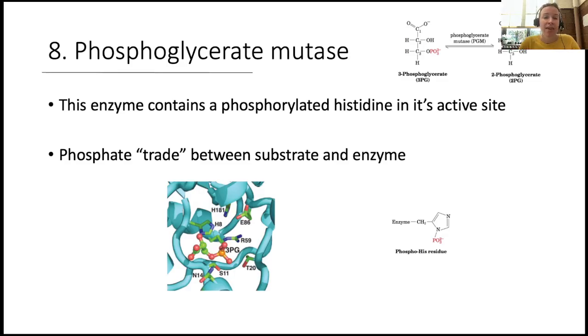Up next, folks, the enzyme phosphoglycerate mutase. So this enzyme takes 3-PG and isomerizes it to 2-PG. So we're just popping off the phosphate from the third carbon and putting it on the second carbon instead. I think this enzyme is cool because it actually contains a phosphorylated histidine in its active site that is a part of the mechanism. So basically what's happening is the substrate has a phosphate and the enzyme has a phosphate, and they just kind of trade with each other.